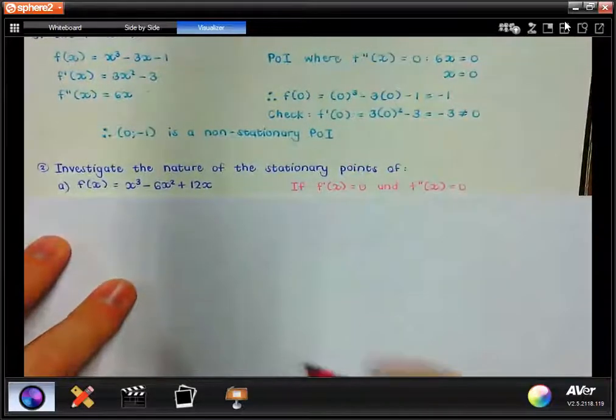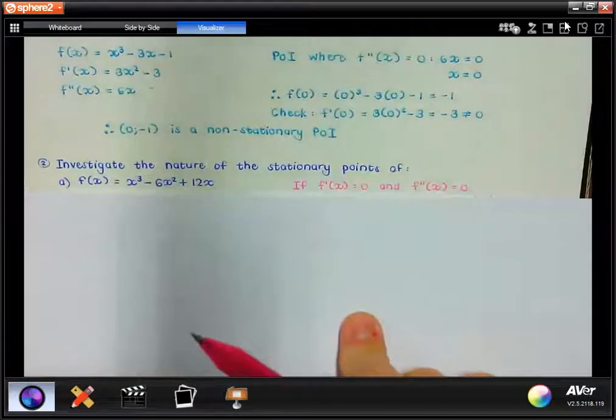You can just ignore this thing on the side. I'll show you now. So investigate the nature of the stationary points of. Now we're going to do more than one here. So the first one is x cubed minus 6x squared plus 12x. Now guys, if they're asking you to investigate the nature of the stationary points of a function, they obviously haven't given us the stationary points. All right, so we need to find them.